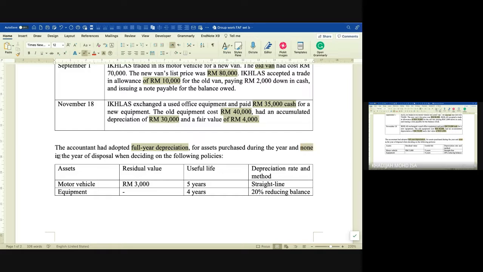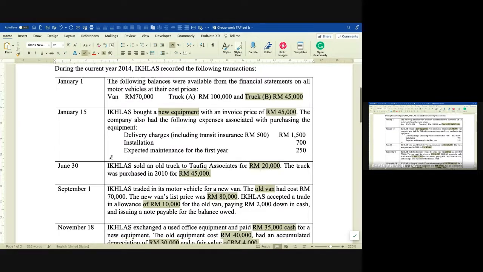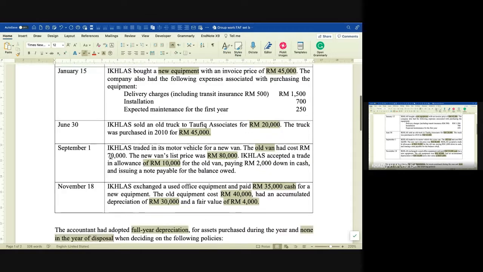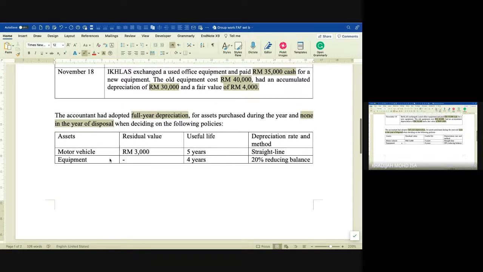So what it means by none in the year of disposal is that if you dispose of an asset in the year, in this case year 2014, there will be no depreciation to be given on that asset in the year of disposal. So you don't have to compute the depreciation in that year. The assets given are motor vehicle and equipment. The residual value is 3,000, useful life is 5,000. Depreciation method for the motor vehicle is straight line, and for equipment it is 20% reducing balance.